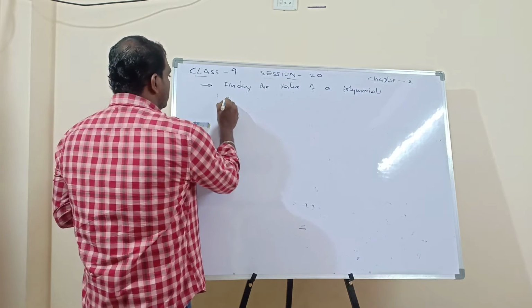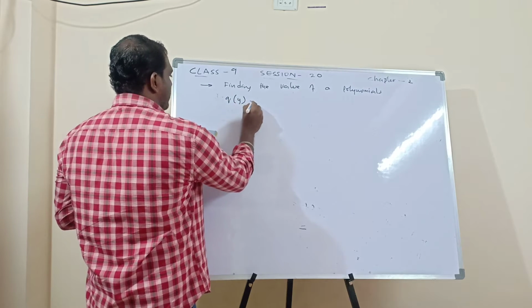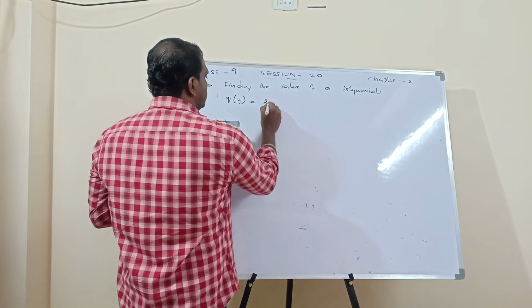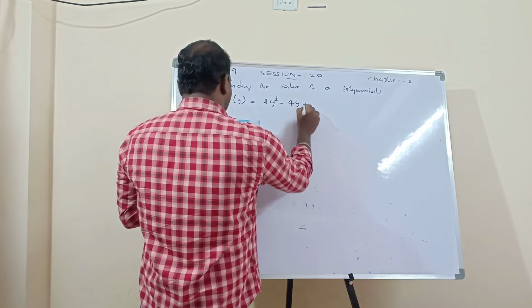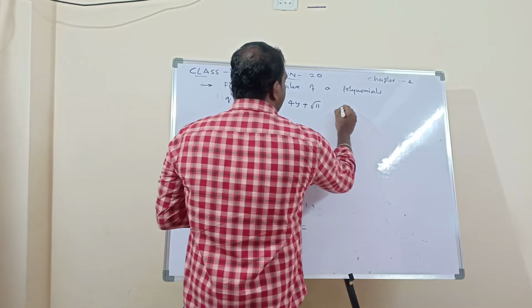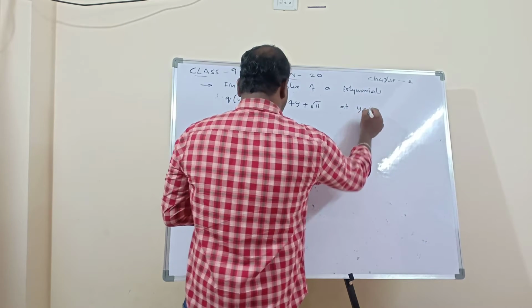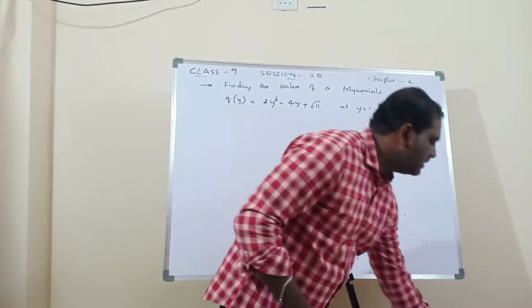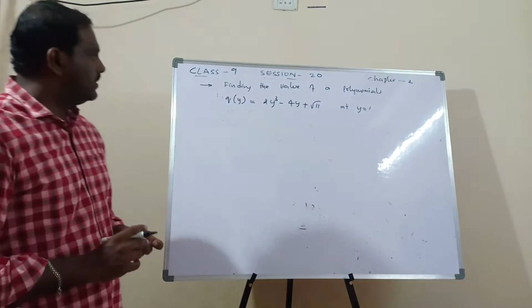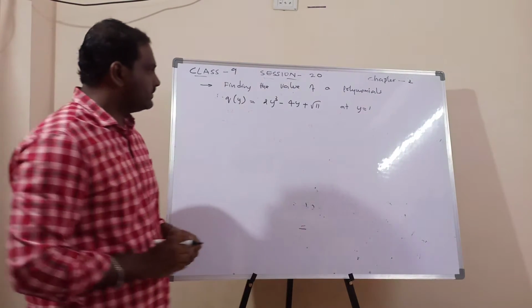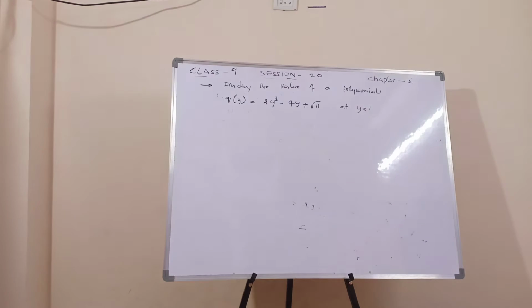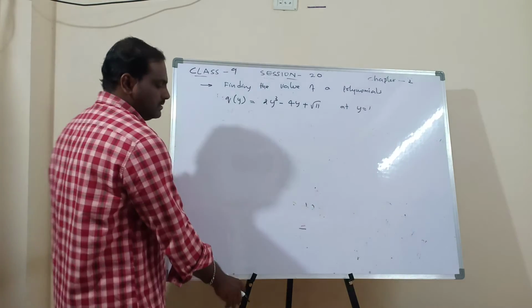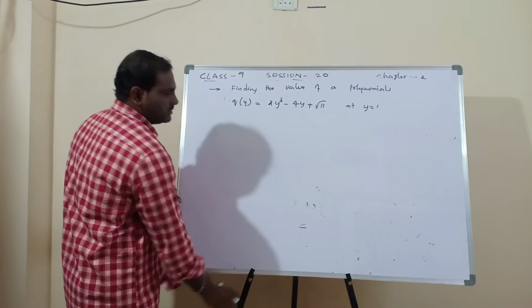Second question. Q of y is equal to 2y cube minus 4y plus root 11 at y is equal to 1. This is the question given. So Q of y is equal to 2y cube minus 4y plus root 11 at y is equal to 1. So how to do this sum?